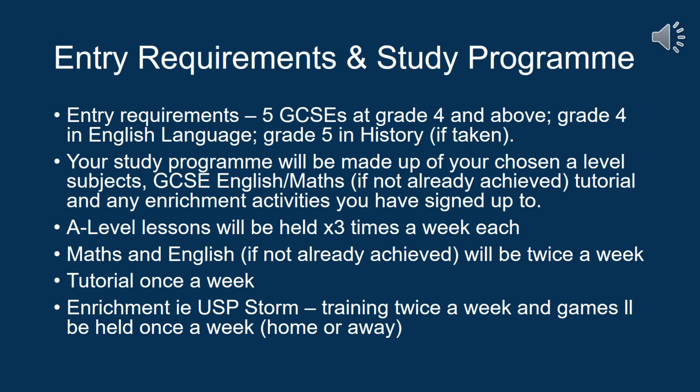To be able to study A-Level History at USP College, you need the usual entry requirements of 5 GCSEs at grade 4 and above. Then you also need to have a grade 4 in your English language and a grade 5 in history as well, if you've taken it. If you have not taken a GCSE history, that's okay. You just need to have that grade 5 in another humanities or essay writing subject.